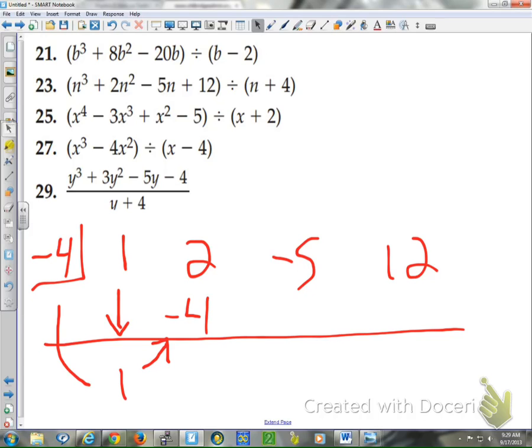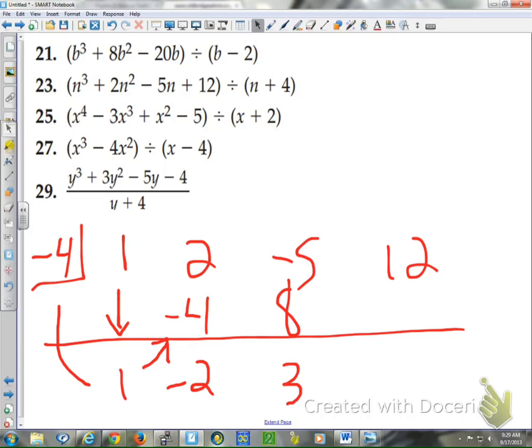Now, what do I do with those 2 numbers now? You add them. Everything above the line, you just add with what's above it. 2 plus negative 4 is negative 2. Everything below the line, you multiply by negative 4. Negative 2 times negative 4 is 8. We add again.